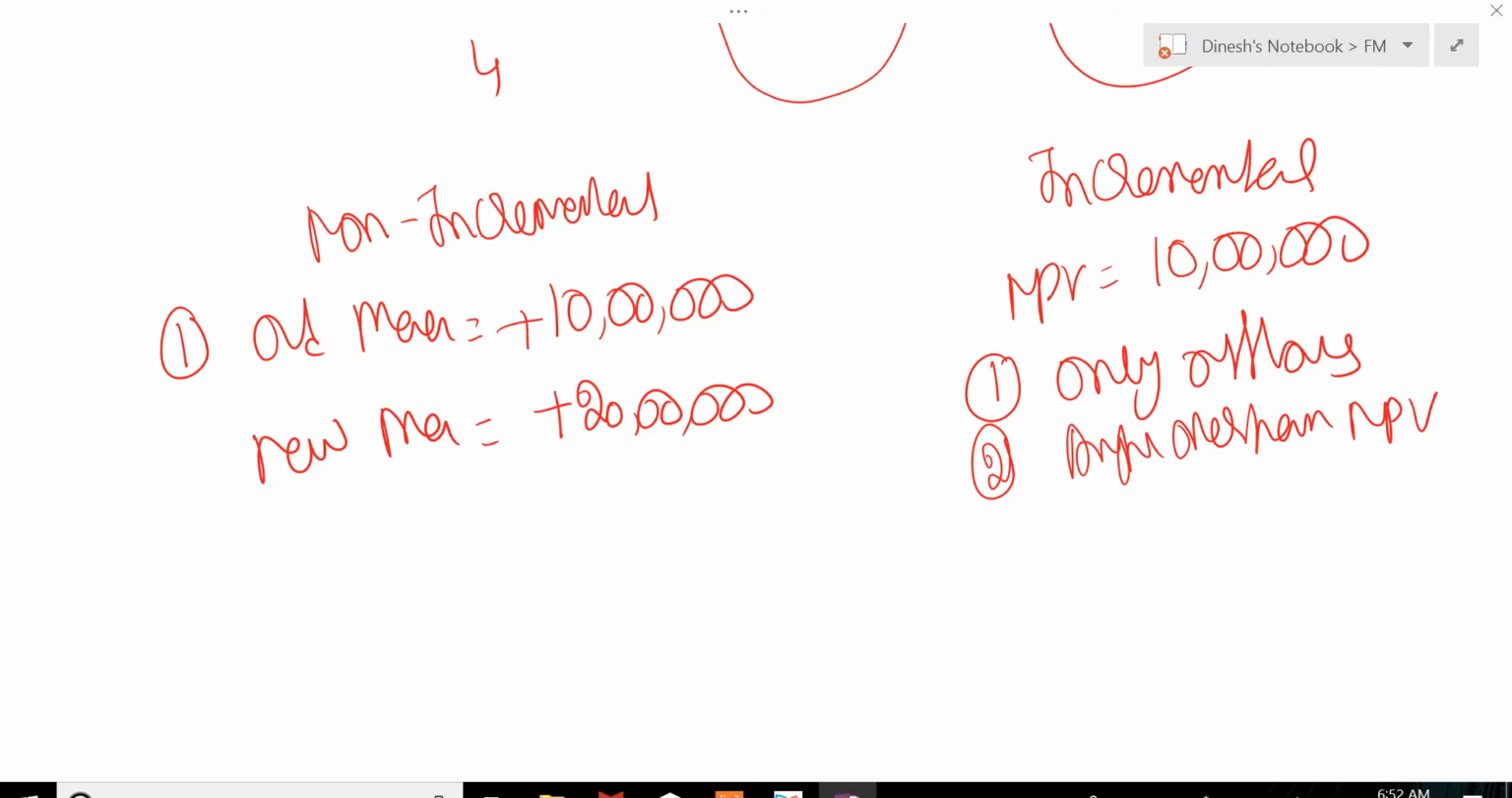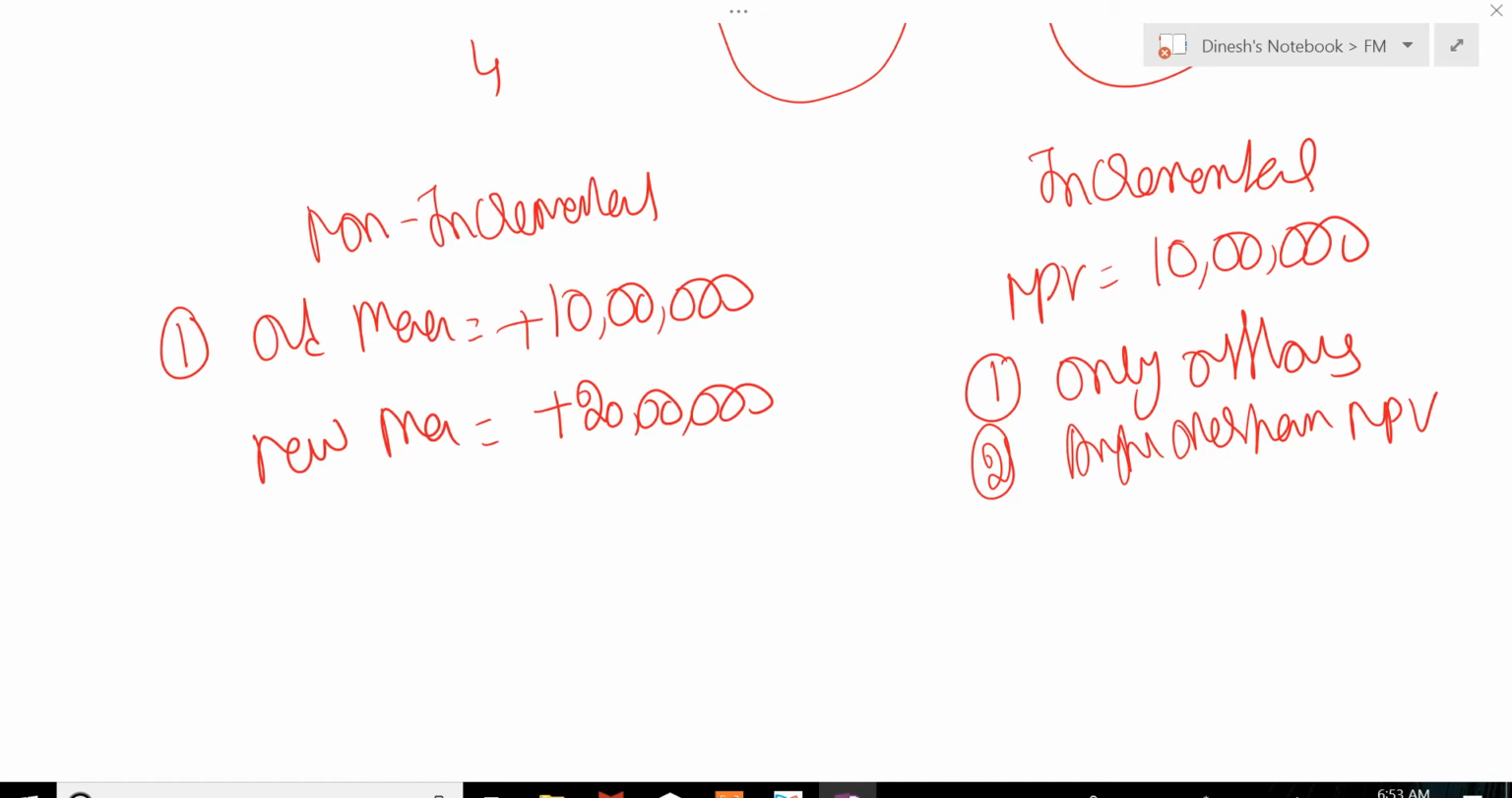NPV because it is addable. Profitability index is not addable. NPV is addable, subtractable. Whatever you want to deduct, you can deduct; you want to add it, you can add it. But you cannot do this with any other techniques. So for NPV alone, I can use the non-incremental method. Any other technique the question talks about, it has to be only the incremental method.